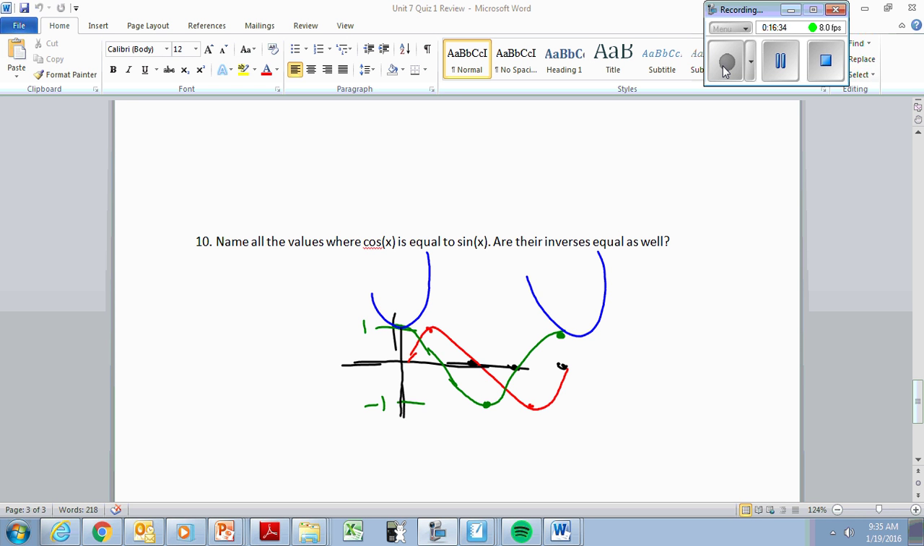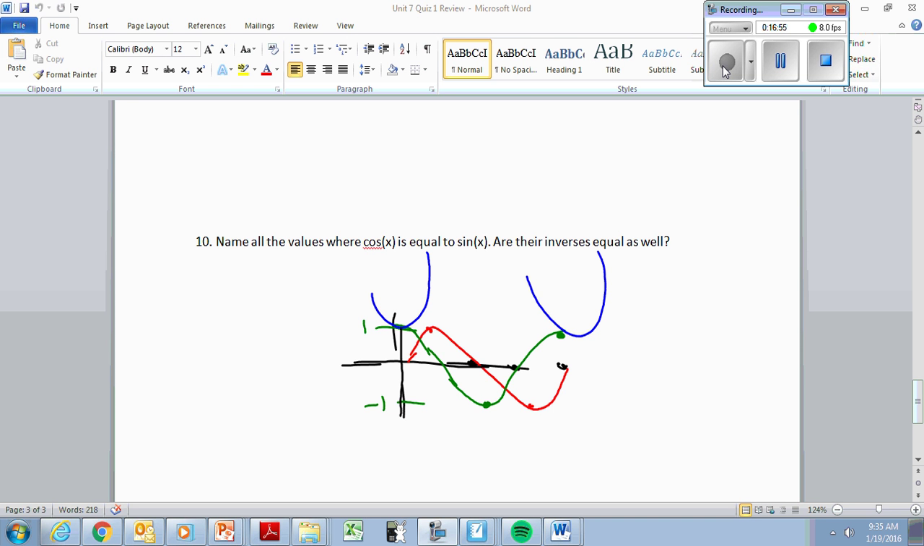Anything I can say about them? They're not equal at the 50-cent mark. What else can I say about them? Their beginnings and their endings are exactly in the same place. So basically, name all values where cosine and sine are equal or the inverse.